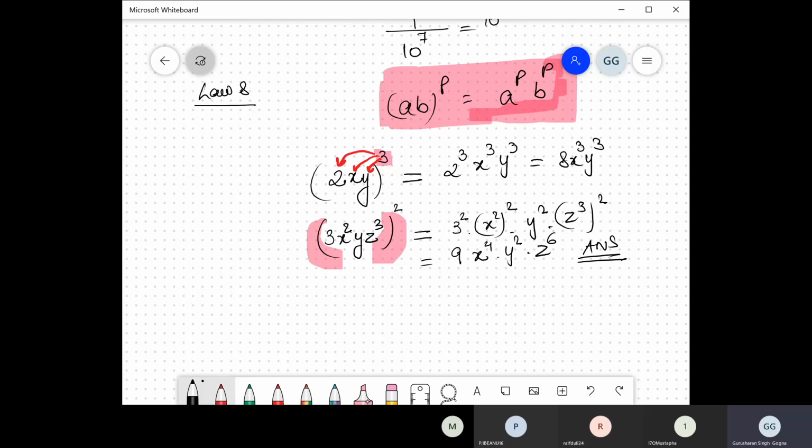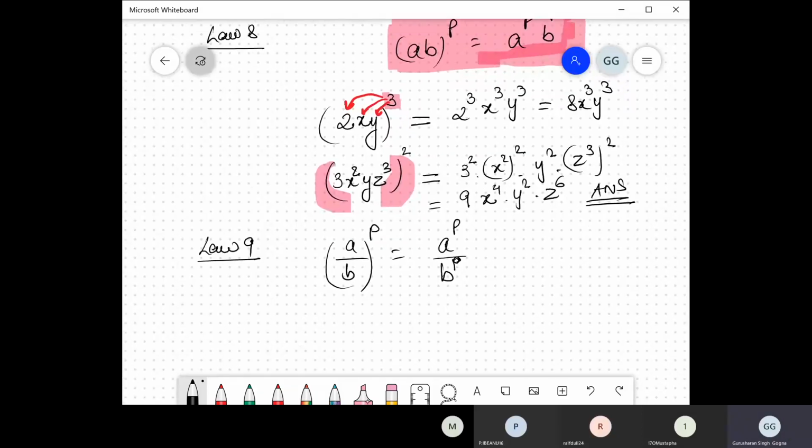So let's take an example of division, which you can call law number 9, the last law. A over B, that's a division or a fraction, and it's the same logic. So the power belongs to both of these terms. So if you have something like 2 over x to the power 3, then your answer would be 2 to the power 3 over x to the power 3. And that's 8 over x cube.